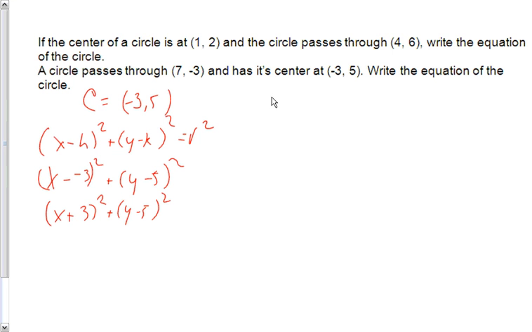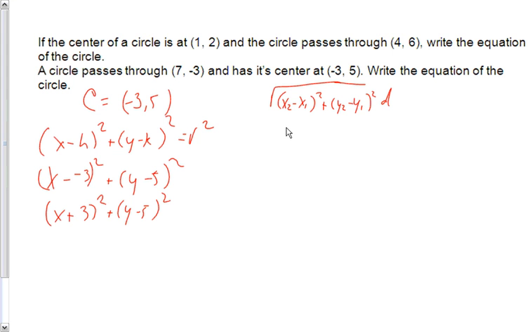Well, the distance is really the square root of (x2 - x1)² + (y2 - y1)². That is the distance formula. We take the distance between these two points. It's the Pythagorean theorem, actually. You look at it: how long is this? How long is this? Square and take the square root.